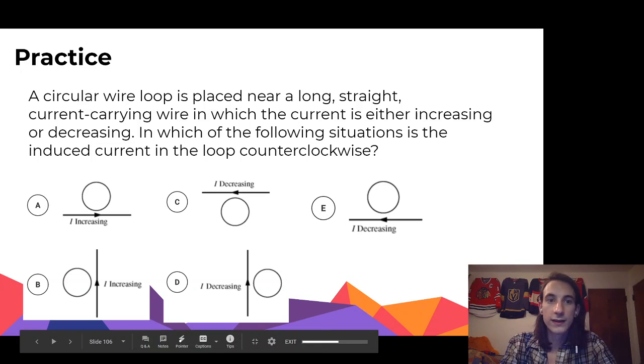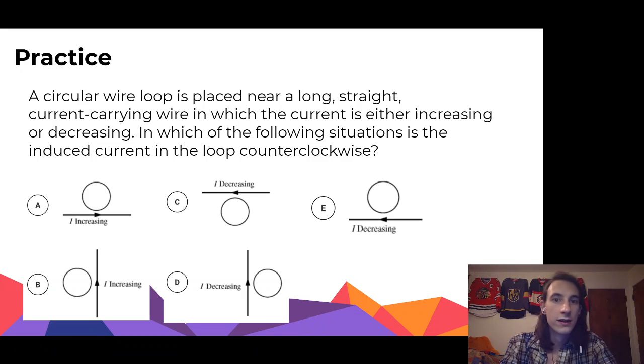But in this case, we're saying a circular loop is placed near a long, straight, current-carrying wire in which the current is either increasing or decreasing. In which of the following situations is the induced current in the loop counterclockwise? So this is kind of a tricky situation.